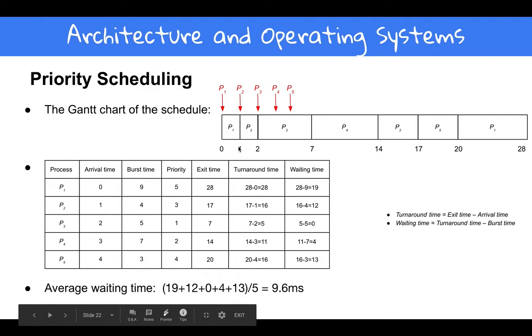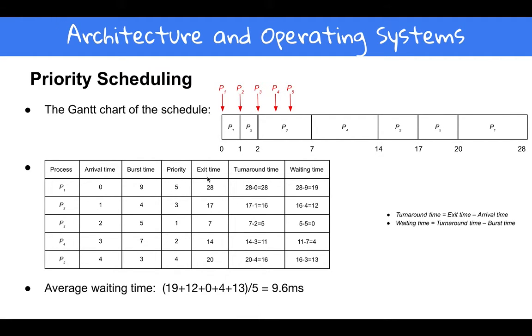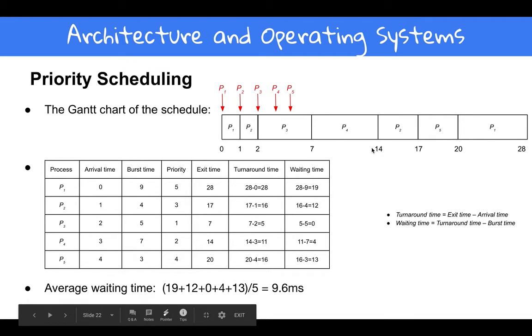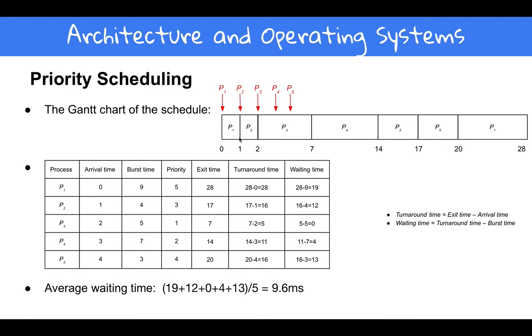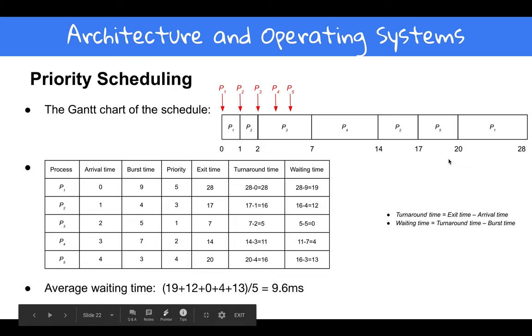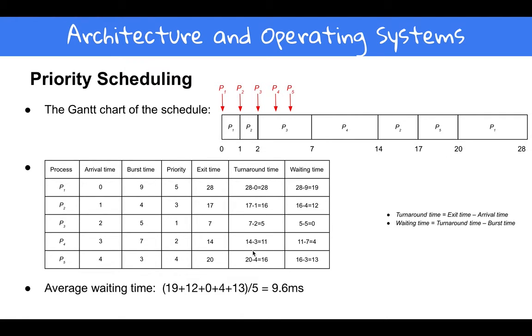So there you go, guys. This is the Gantt chart, and I'll read from this Gantt chart and populate this table. I've got these 3 columns: arrival time, burst time, and priority, and I can read the exit time from here. P1, exit time is here, guys. I have P1 here, but it hasn't finished here. P1 executed and finished at 28. P2, 17. P3, 7. P4, 14. P5, 20.